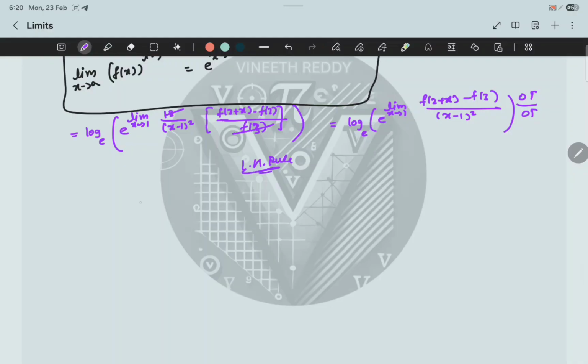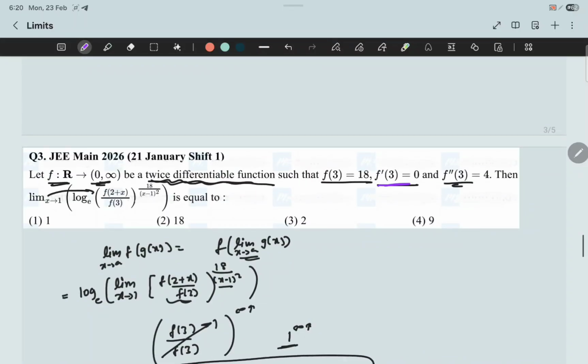What does that state? We can independently differentiate the numerator and denominator. We can write this as e power limit x approaches 1 of f dash of (2 plus x) into derivative of (2 plus x), which is 1, minus derivative of f of 3, which is 0 because f of 3 is a constant, and here we get 2 times (x minus 1) into 1. Again, now let us replace x with 1. We get f dash of 3 in the numerator, and in the denominator, f dash of 3 is also 0, perfect.